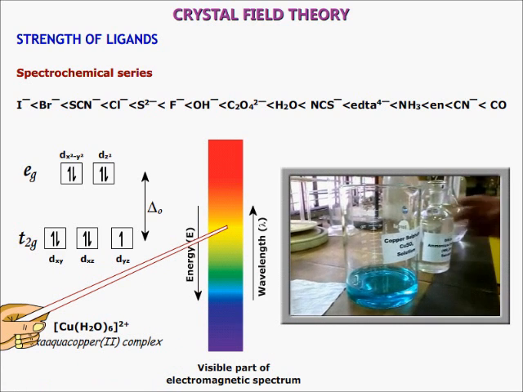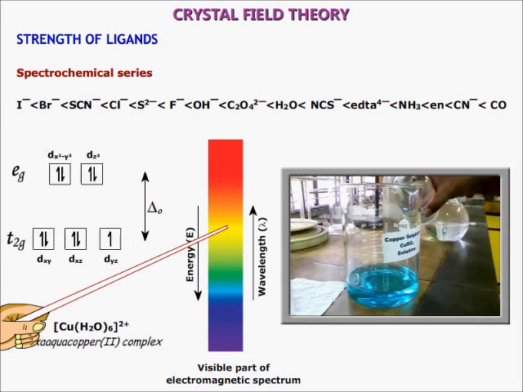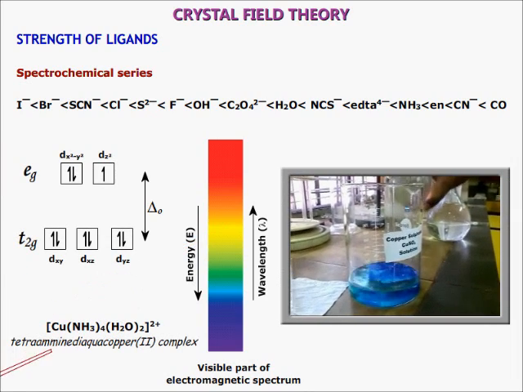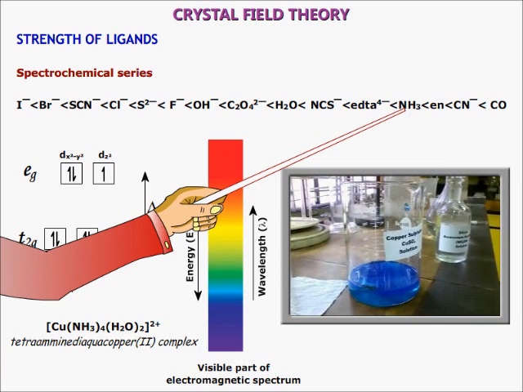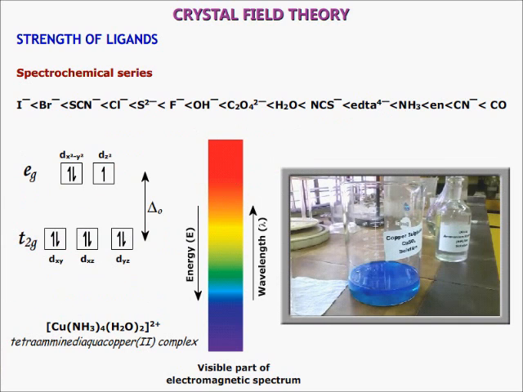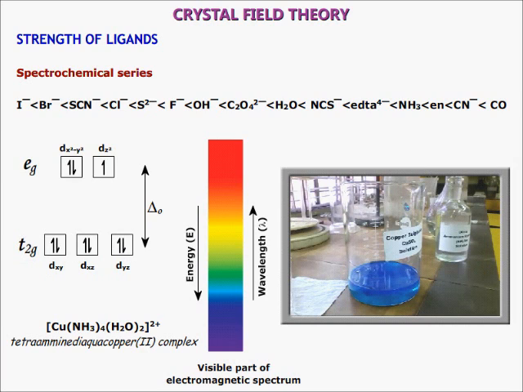When you add ammonium hydroxide to the cupric salt solution, there is formation of tetraamine diaqua copper 2 complex. Amine being a stronger ligand, the crystal field splitting energy increases. In that case, it absorbs a photon of a bit higher energy. The resulting solution becomes deep blue in color.